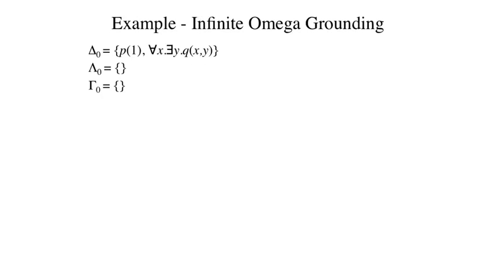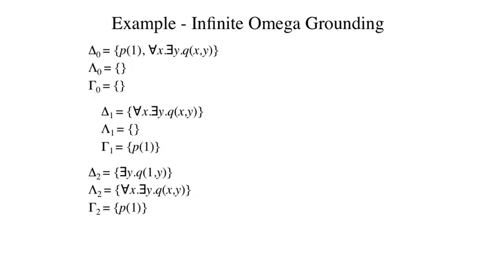Okay, note that when there's an existentially quantified sentence nested within a universally quantified sentence, the result of this procedure can be infinite in size. Let's look at this example. The set of sentences is shown here. The procedure goes as follows. The first sentence is ground, so we remove it from delta and add it to gamma. The next sentence is universally quantified, so we add it to lambda and replace it in delta with a copy for each constant mentioned in our sentences. In this case, there's just the one constant, namely 1.